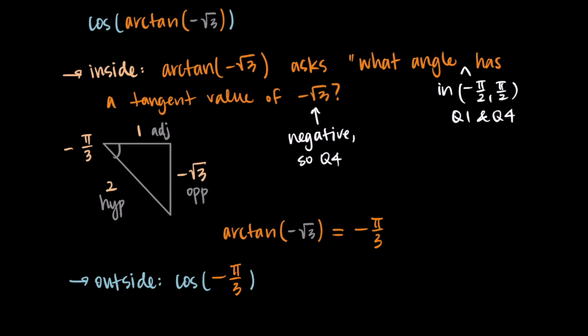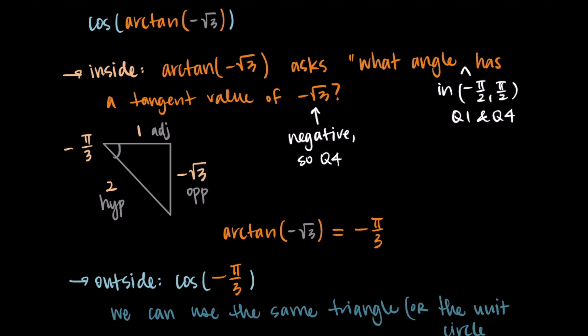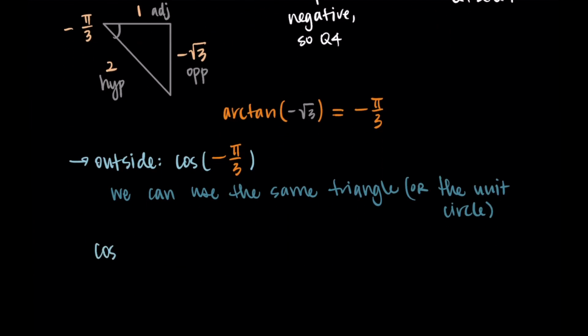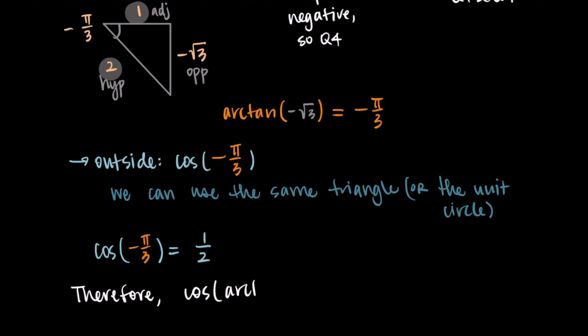Now this is hopefully a problem we're comfortable with. We could use this same triangle that we already drew, or you could even use the unit circle if you'd like. So on our triangle, cosine is adjacent over hypotenuse, and so that's 1 over 2. And there we go. This is my final answer. I can say, therefore, cosine of arctangent of negative square root of 3 is equal to 1/2.